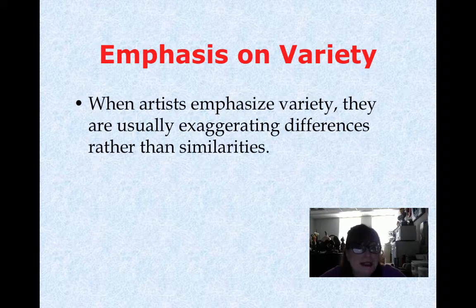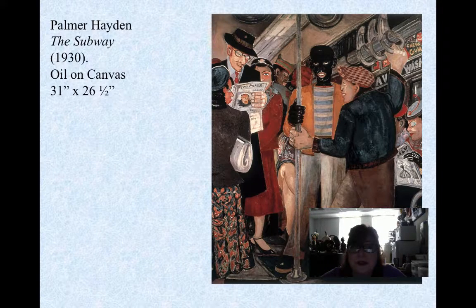And then variety. So when artists emphasize variety, instead of looking for similarities, they are exaggerating the differences visually. So here we have Palmer Hayden's The Subway from 1930. It's nice and crowded. We can see things haven't really changed a whole lot since the 1930s. And here he is showing variety through the diversity of the different people who are on the subway.